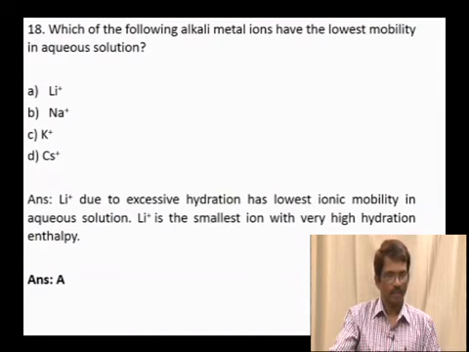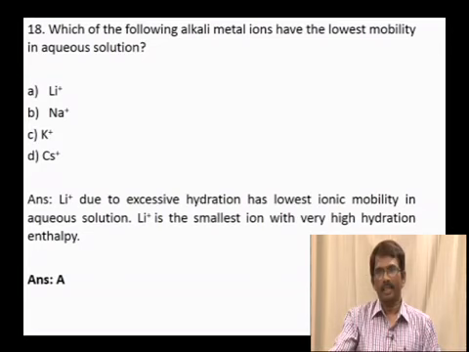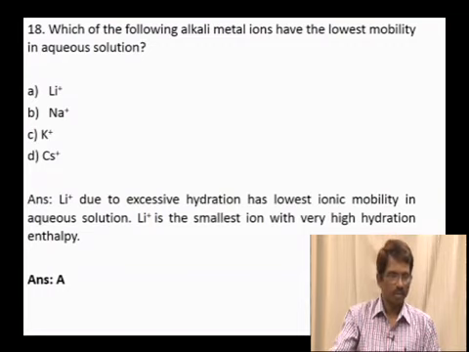Coming to question number 18, which of the following alkali metal ions will have the lowest mobility in aqueous solution? The options are Li+, Na+, K+ and Cs+. So Li+ ion, due to extensive hydration, has the lowest ionic mobility. The extensive hydration of Li+ ion is because of its smaller size, and because of excessive hydration, the Li+ ion will have the lowest mobility, and the correct option is option A.